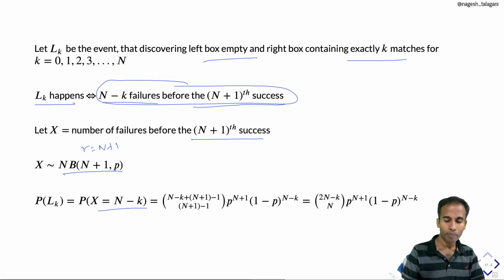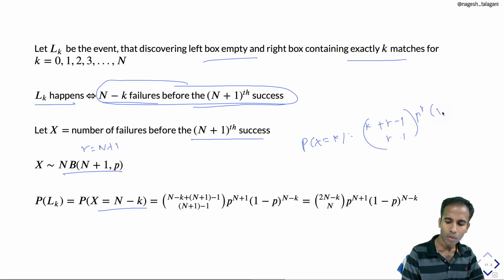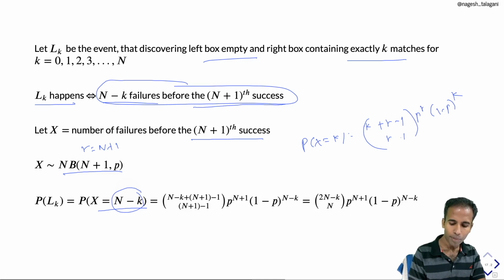Now we can use the negative binomial PMF, that is, the probability of X equal to k is what? k plus r minus 1 choose r minus 1, p to the power r, (1 minus p) to the power k. Here the role of k is played by n minus k, the role of r is played by n plus 1, and p is p. So now using the PMF of the negative binomial distribution, we can write n minus k plus n plus 1 minus 1 choose n plus 1 minus 1. Here the 1s cancel, and p to the power n plus 1, (1 minus p) to the power n minus k.